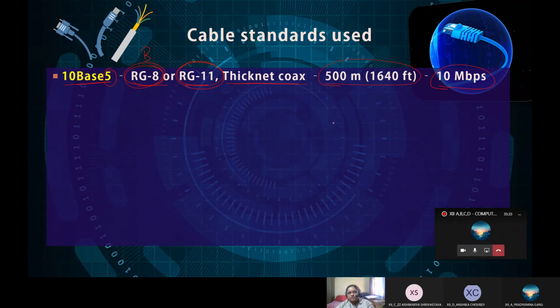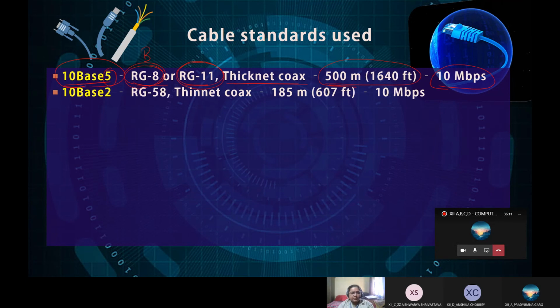Hence, this 5 has been used over here, okay, which is 1640 feet. So the maximum segment length, the allowable length without extra conditioning, is what? 500 meters for thicknet coax. So the standard name by which it is available in the market is 10 base 5. Okay. 10 base 5 has become nearly obsolete because it's not used much, but at certain locations it is still being used.